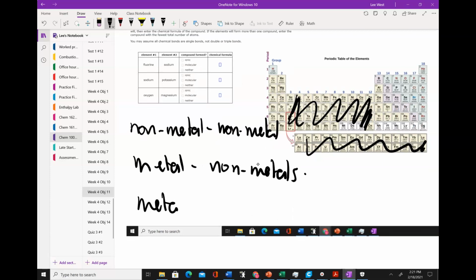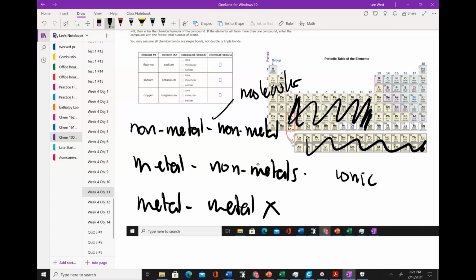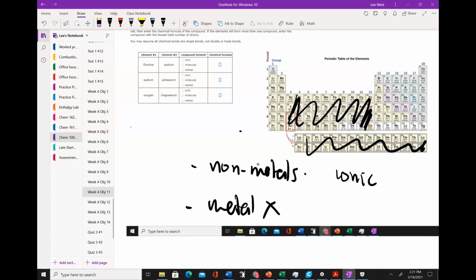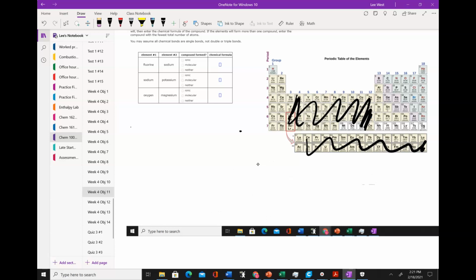Now, what if a metal combines with a metal? Well, it's going to be neither molecular nor ionic, right? So that's ionic, and then these guys molecular. Molecular compounds are also referred to as covalent compounds. So all we have to look at is where are these elements on the periodic table. If I've got a metal with a nonmetal, it's ionic. If I've got a nonmetal with another nonmetal, it's molecular. And if I've got two metals together, then it's neither of those things. So let's see what we've got. So fluorine is a nonmetal. There we go. And sodium is a metal. So this guy is ionic.